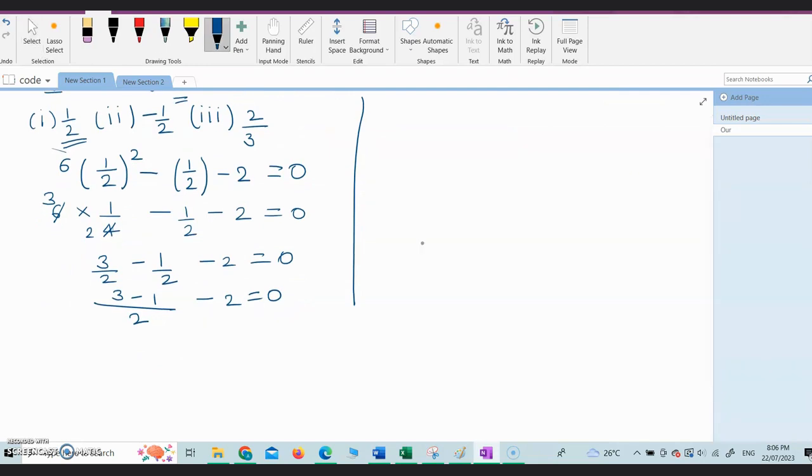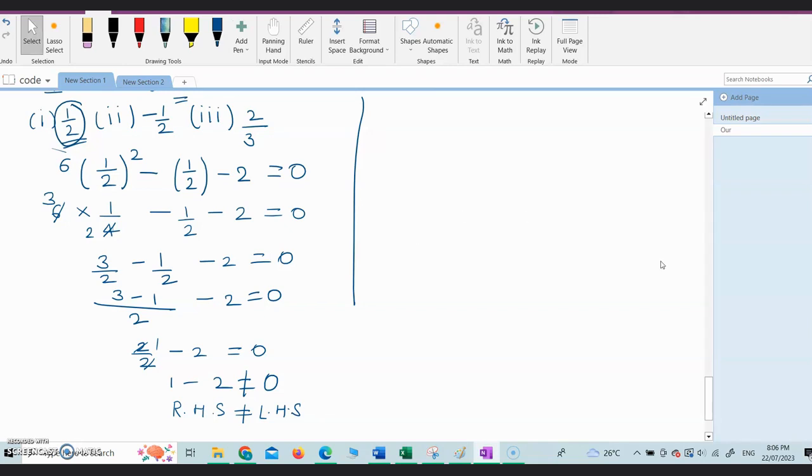Let me go down, so it will be 3 minus 1 is 2. So it will be 2 by 2 minus 2. Now this is what? 1. 1 minus 2 is definitely not equal to 0. So right hand side is not equal to left hand side. So it's safe to say that 1 by 2 is not the root of the equation.